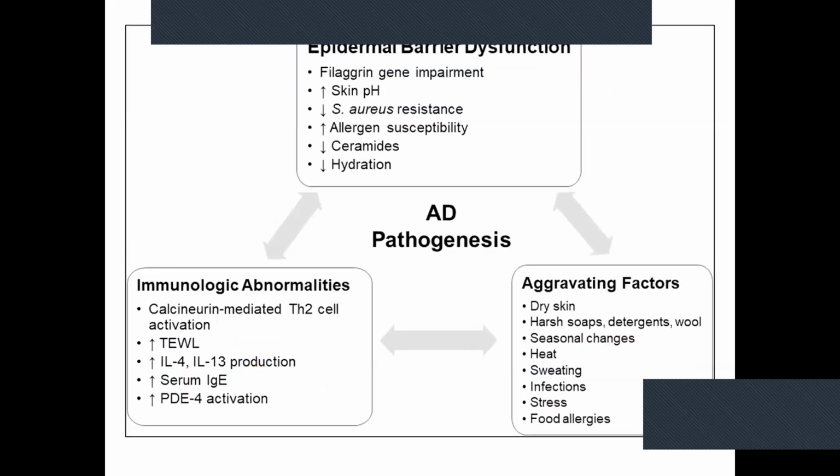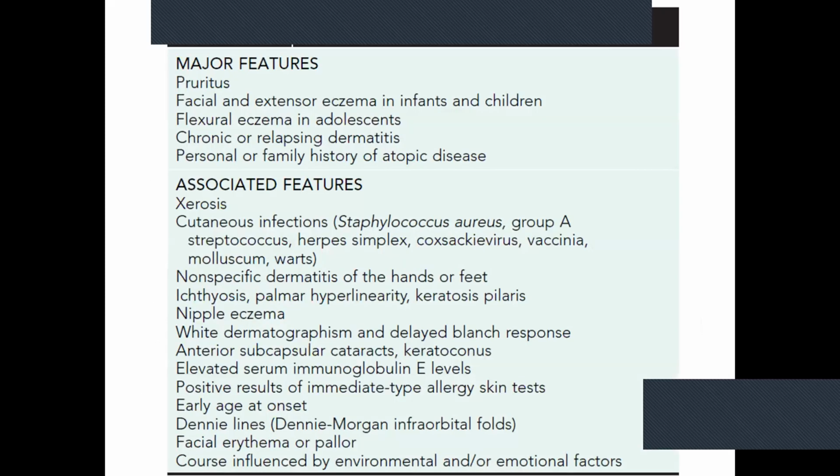So the pathogenesis consists of three main factors: first is epidermal barrier dysfunction, second is immunological abnormalities, and third is aggravating factors. All of these in various permutations and combinations are associated with atopic dermatitis. There is a table which enumerates the major features and associated features. I will just go through the major features, which include pruritus, facial and extensor eczema in infants and children, flexural eczema in adolescents, and chronic or relapsing dermatitis. Personal and family history of atopic disease.